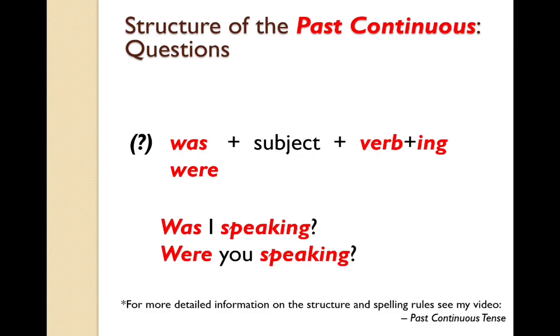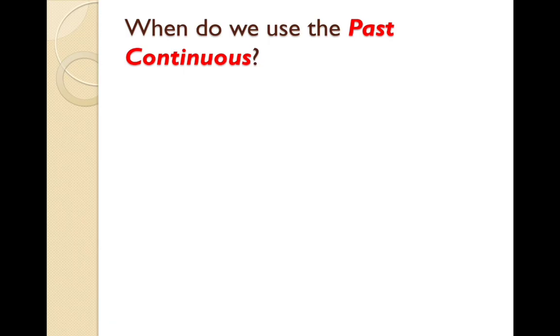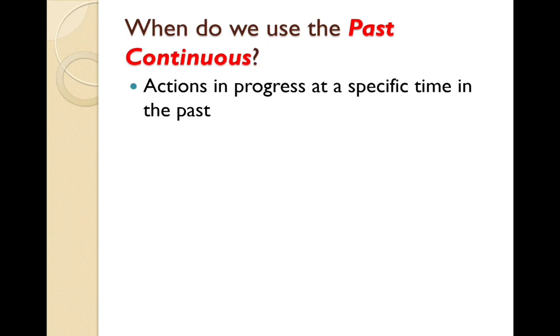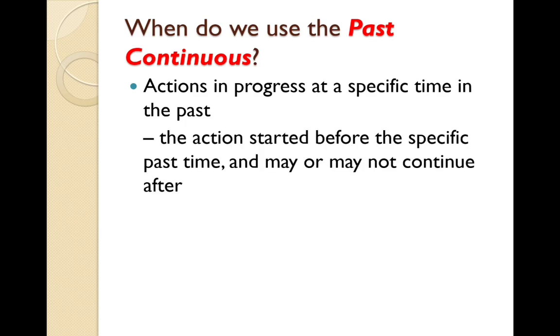Now, if you'd like more detailed information on the structure and if you'd like to see the spelling rules of this tense, then have a look at my video, Past Continuous Tense. When do we use the past continuous? For actions that are in progress at a specific time in the past. The action started before the specific past time and may or may not continue after.